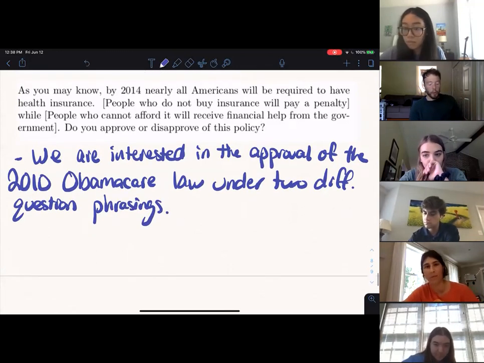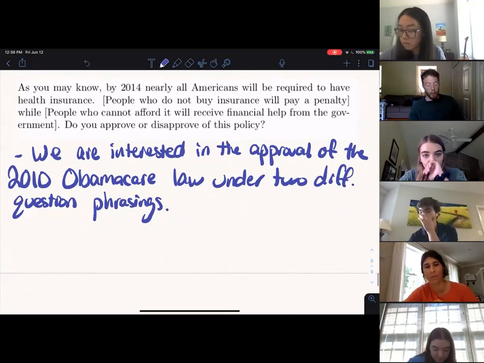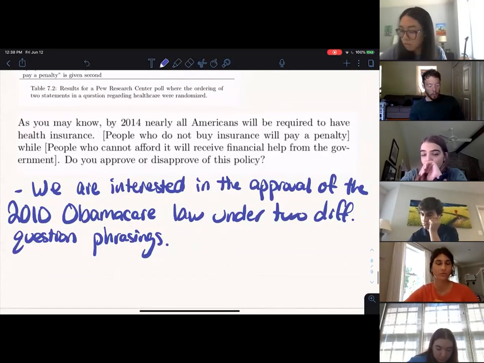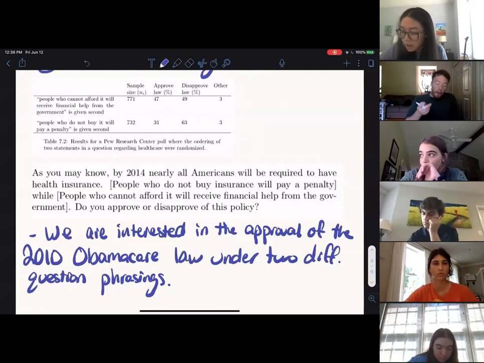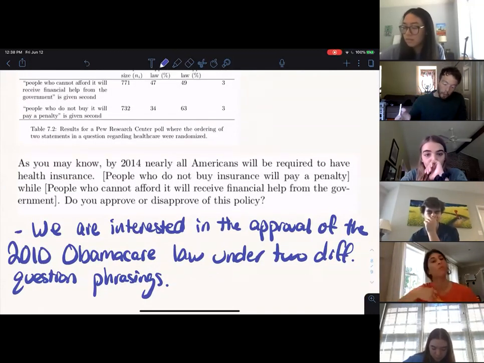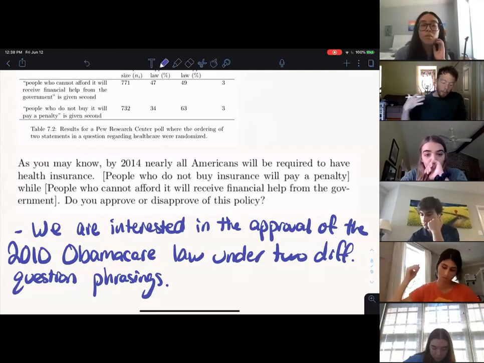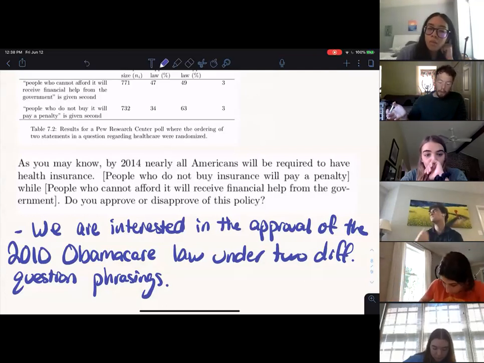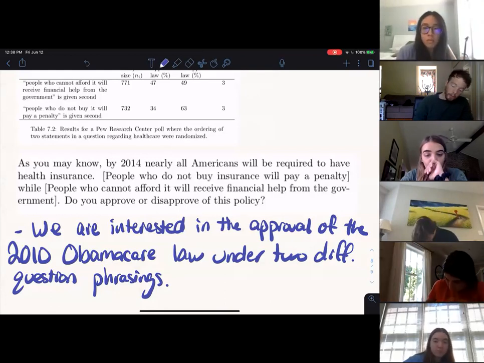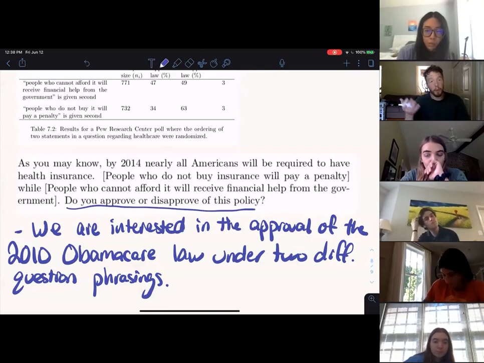So this is the question. This was a survey in which respondents were asked: As you may know, by 2014, nearly all Americans will be required to have health insurance. People who do not buy health insurance will pay a penalty, while people who cannot afford it will receive financial help from the government. Do you approve or disapprove of this policy? So ultimately, the question that they ask is approve or disapprove. There's one of two options, right? And people respond, I approve, I disapprove of Obamacare.